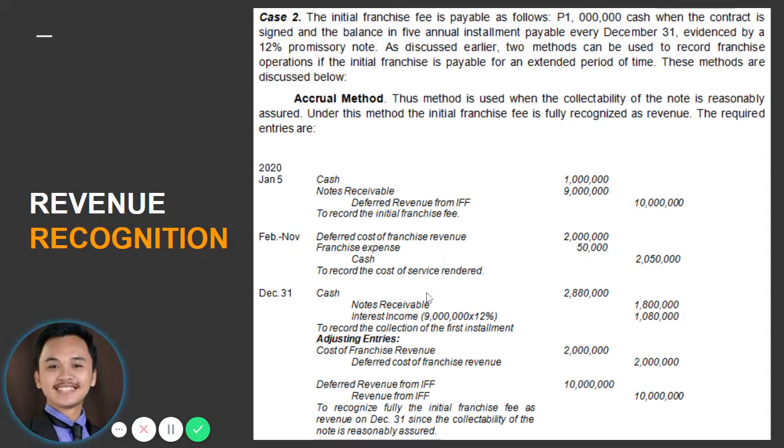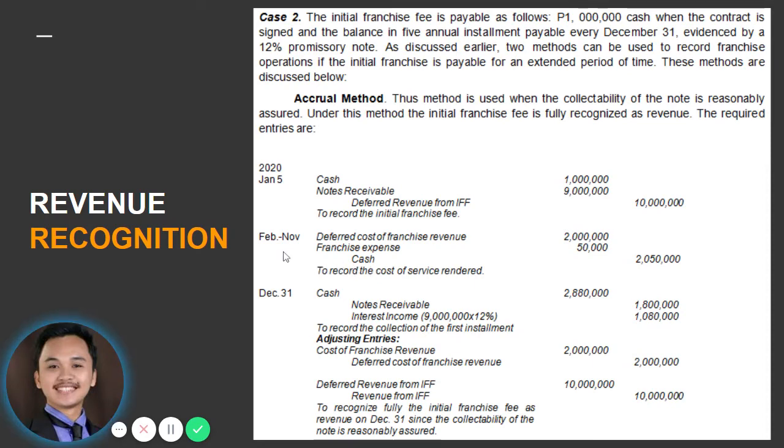Okay? So here are the pertinent journal entries under case 2 when there was a down payment of 1 million and the remaining 9 million was through promissory note. So on the date where the contract was signed, our journal entry would be debit to cash for 1 million, debit to notes receivable for the balance of 9 million, and then credit to deferred revenue of 10 million. So again, you already know nga nung gi-defer nato ang 10 million on January 5, it is due to non-performance of substantial activity yet. So therefore, i-defer nato ang initial franchise fees.